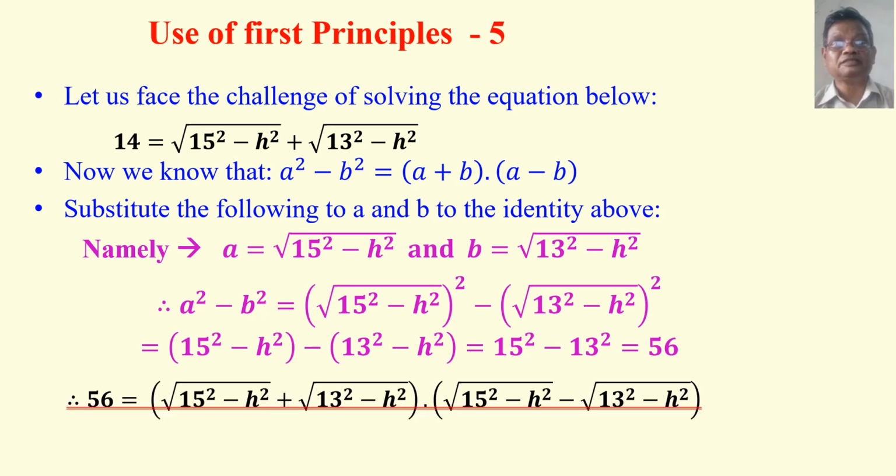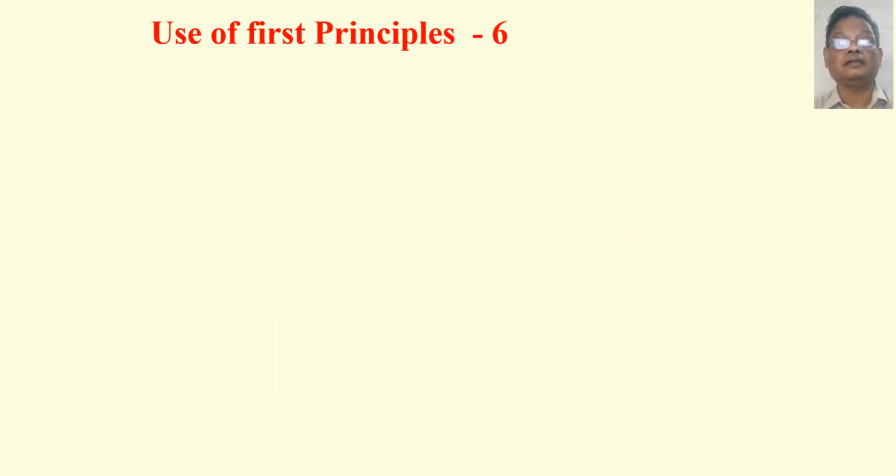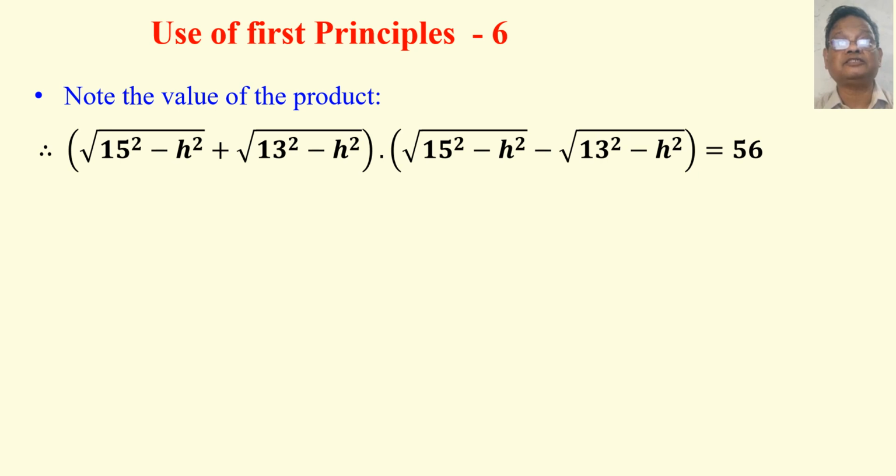Therefore, 56 is equal to the product of (square root of 15 squared minus h squared plus square root of 13 squared minus h squared) into (square root of 15 squared minus h squared minus square root of 13 squared minus h squared). Note the value of the product. Square root of 15 squared minus h squared plus square root of 13 squared minus h squared and square root of 15 squared minus h squared minus square root of 13 squared minus h squared is equal to 56.